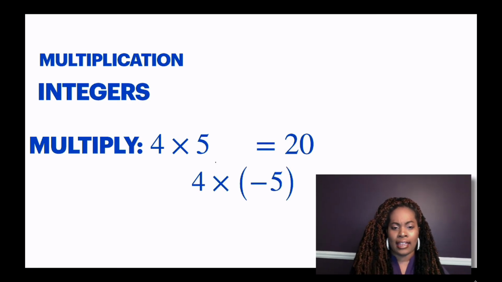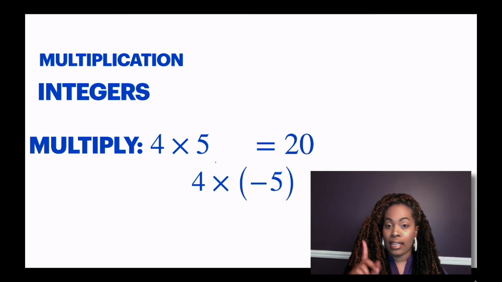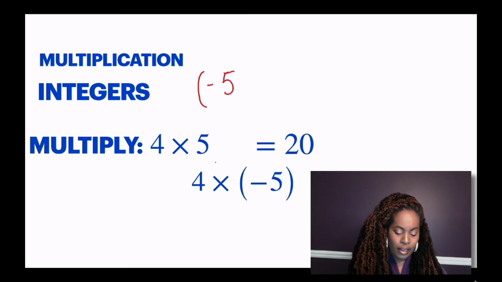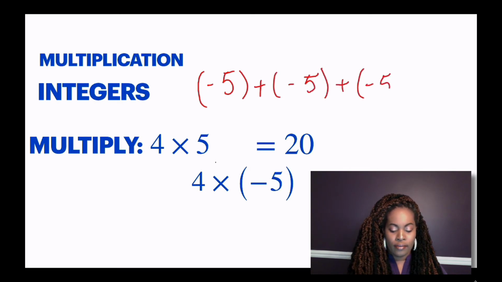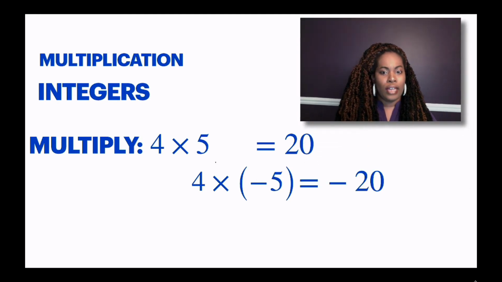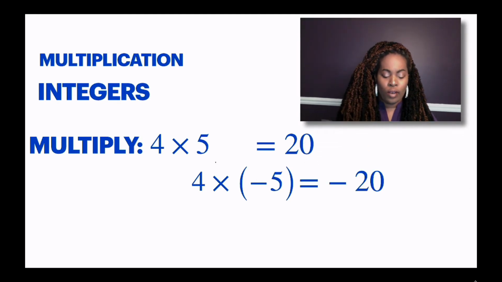What about in a case like this? 4 times -5. Now, what would that look like? Well, if you think about it, multiplication is really just like repeated addition. So you're really saying that you want to write -5 plus -5 plus -5 plus -5. If you add up all those -5s, then how much do you get? You get -20.